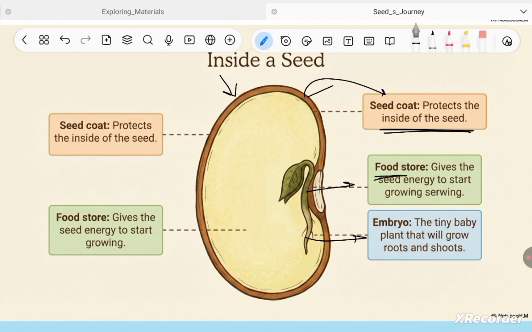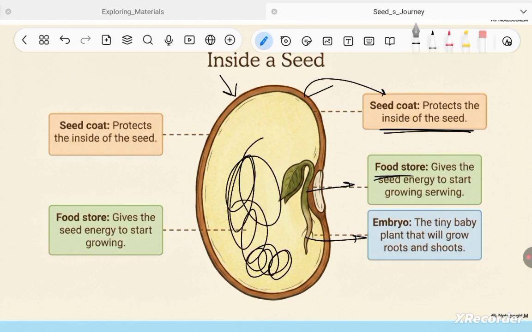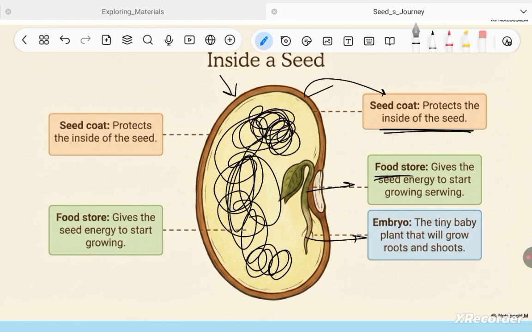Next, you have a food store. A food store is the middle, this middle part here. This middle part here is called the food store. What the food store does is that it gives the seed energy to start growing. So the energy required for germination, remember, for a seed to turn into a seedling, comes from the food store inside the seed. And then you have the embryo. The embryo is a tiny plant in between a seed. It's a tiny plant in between a seed.